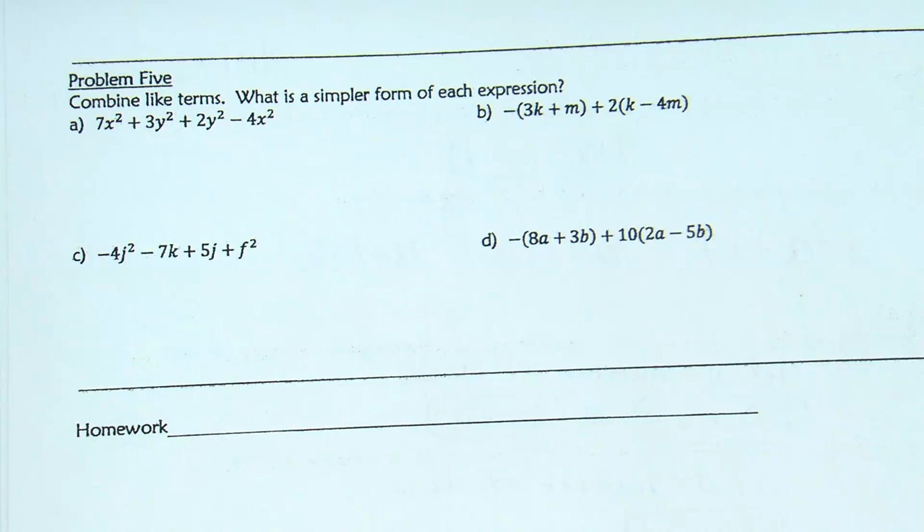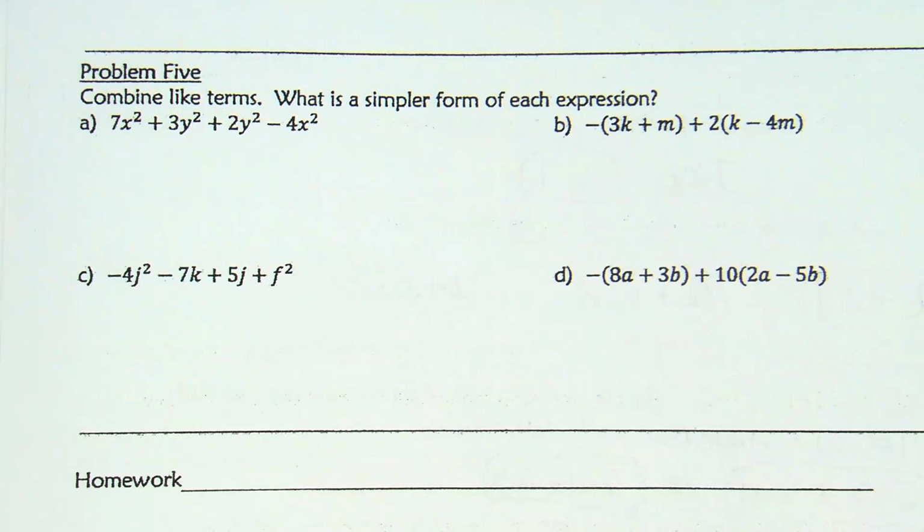Does anything go with 7x squared? Negative 4x squared. Okay. Notice 7x squared, and notice it is a minus 4x squared at the end, right? Yes. Always take the sign right in front of it. 7x squared minus 4x squared is going to be 3x squared. Okay. What about 3y squared? Does anything go with that? 2y squared.